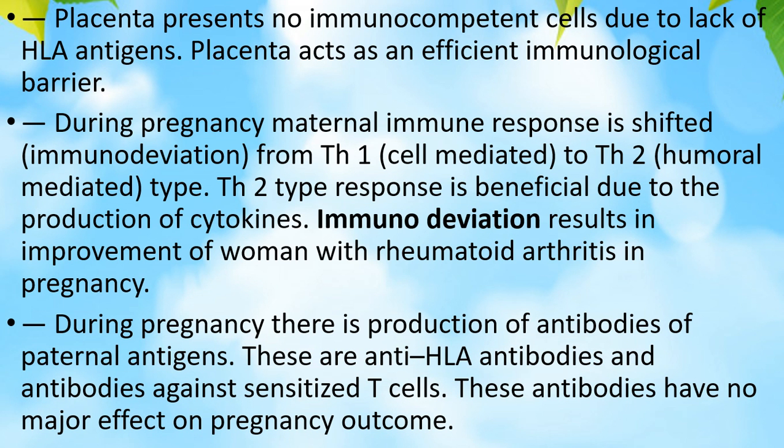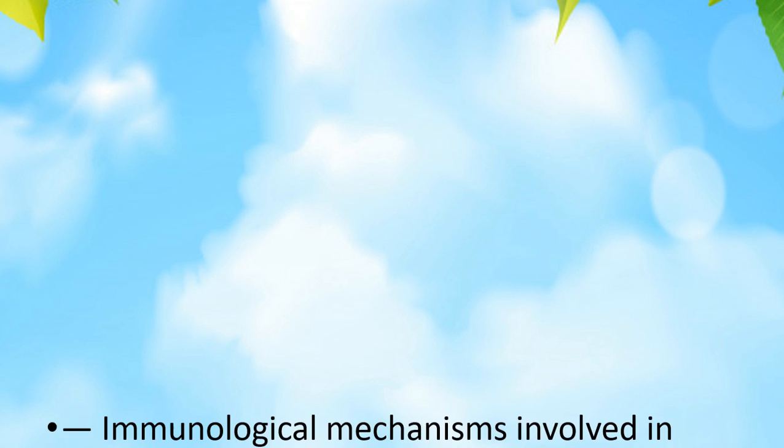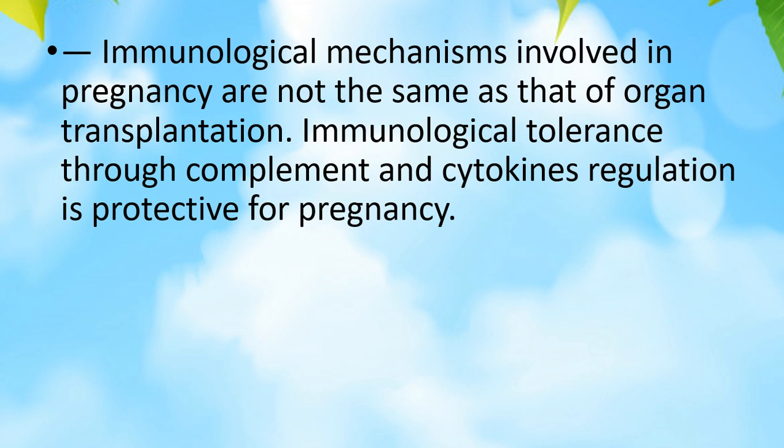During pregnancy, there is production of antibodies against the paternal antigen. These are anti-HLA antibodies and antibodies against sensitized T cells. These antibodies have no major effect on the pregnancy outcome. Immunological mechanisms involved in pregnancy are not the same as those of organ transplantation.